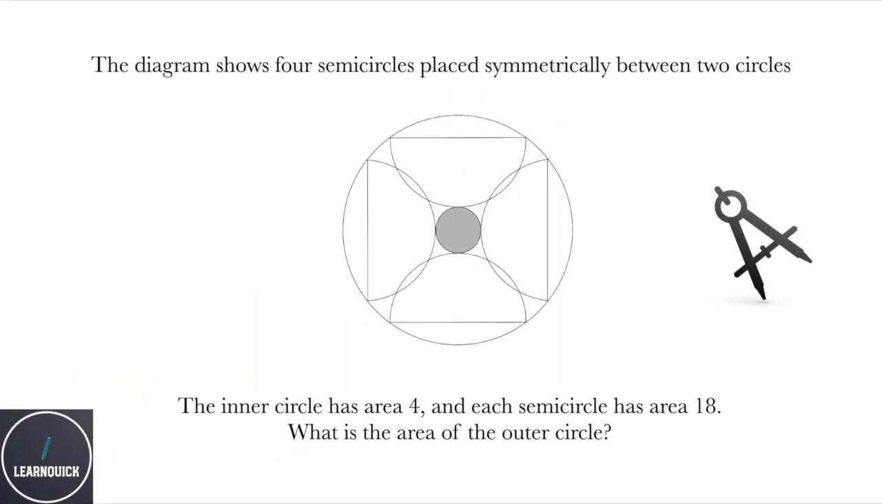So the diagram shows 4 semicircles placed symmetrically between 2 circles. The inner circle has area 4 and each semicircle has area 18. What is the area of the outer circle?